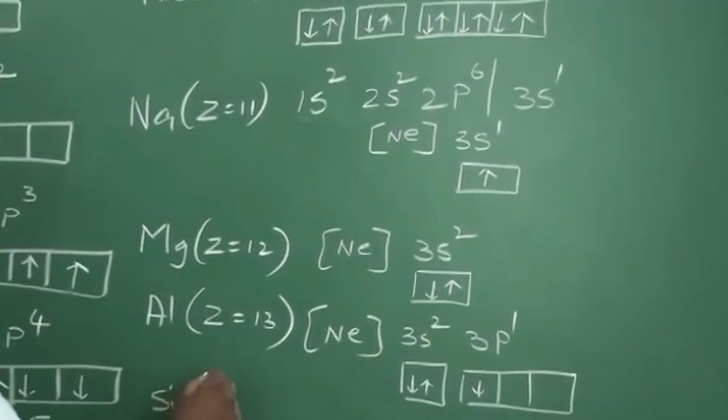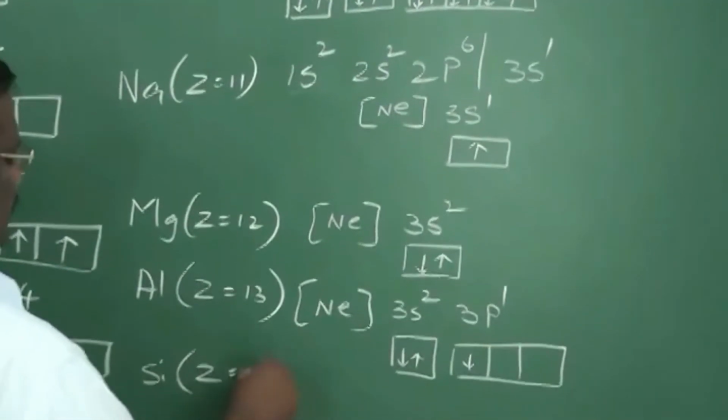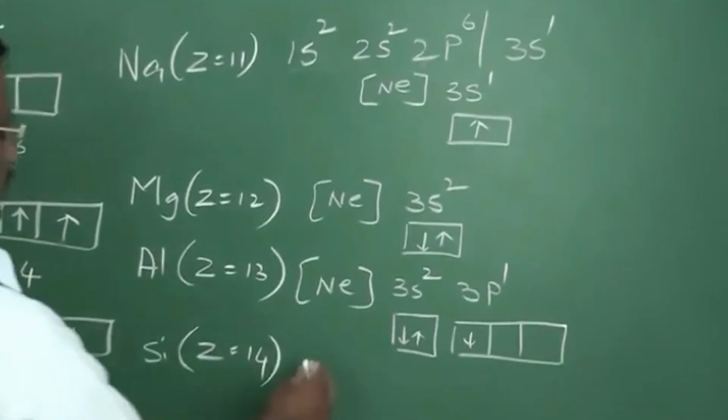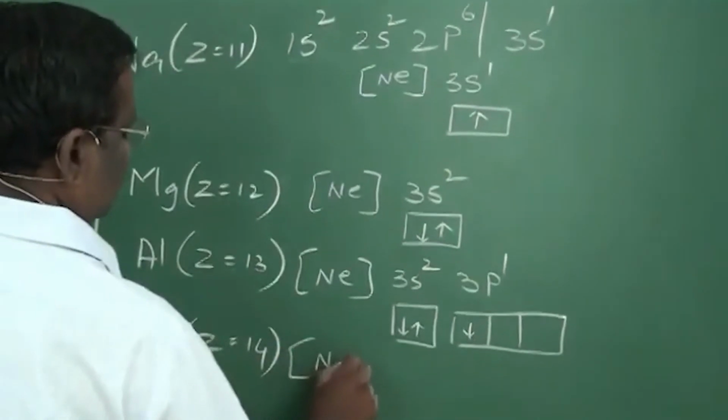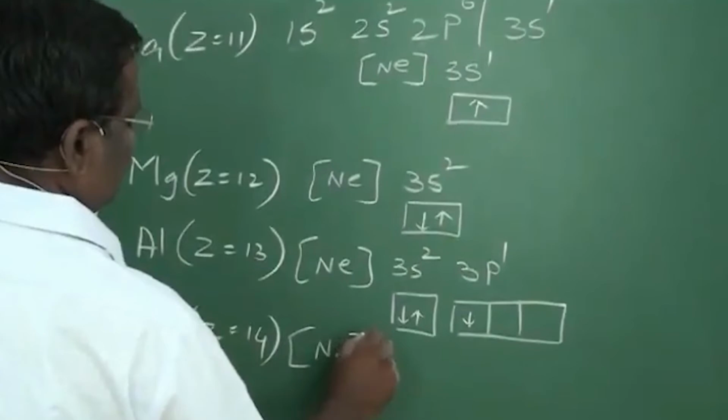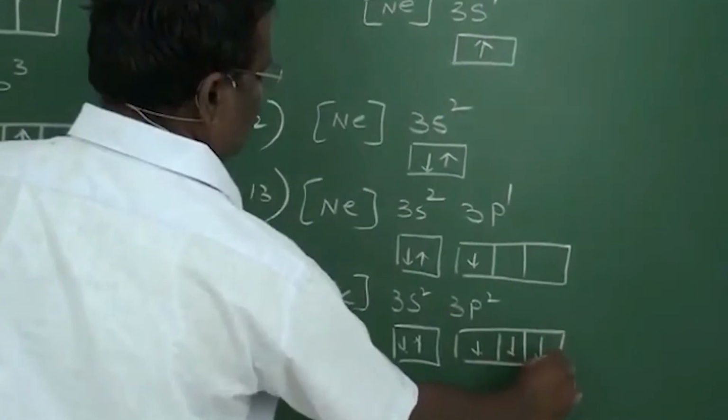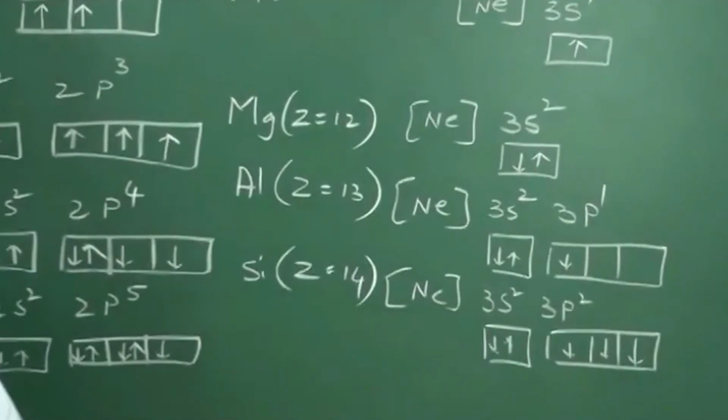Silicon, atomic number is 14. Here also the first 10 electrons are just like neon. Then 3s2, 3p2.